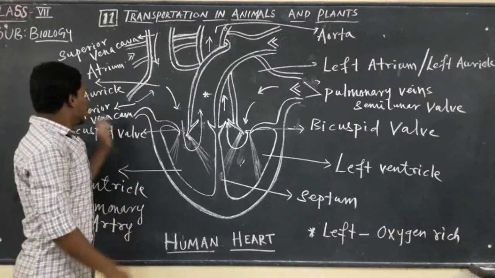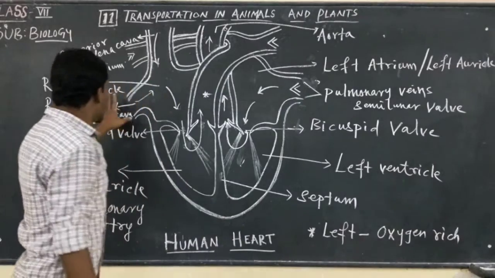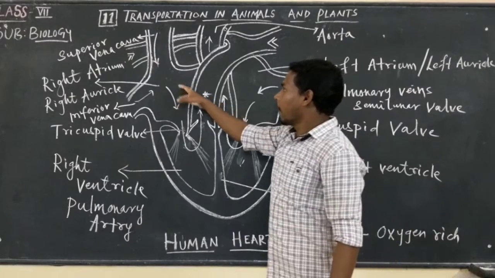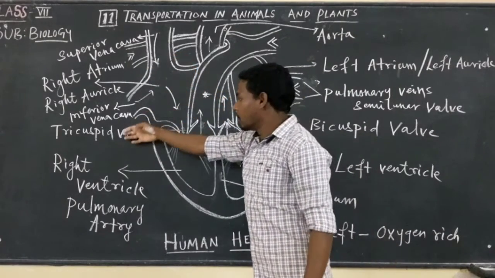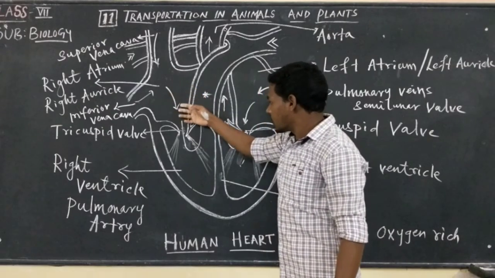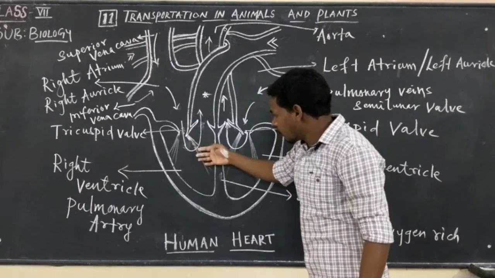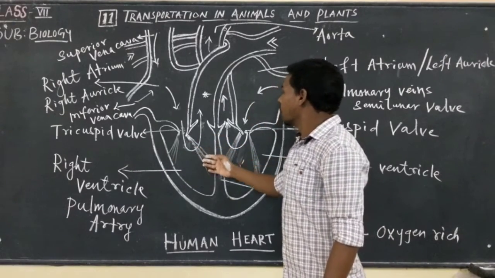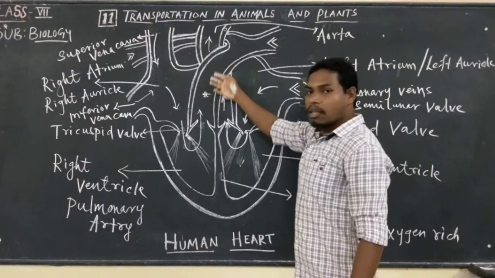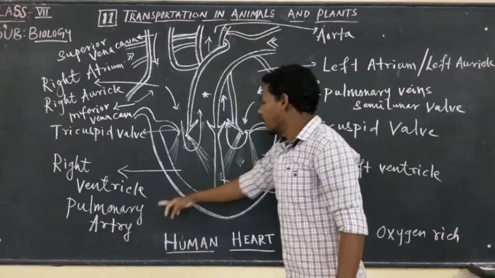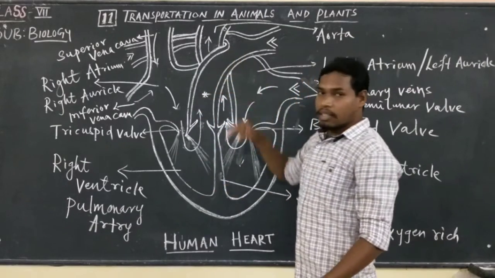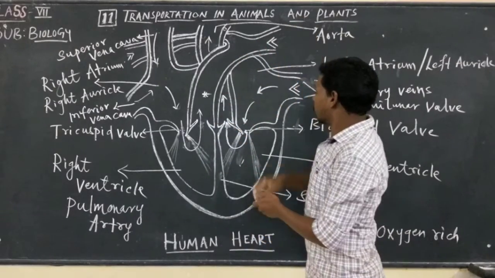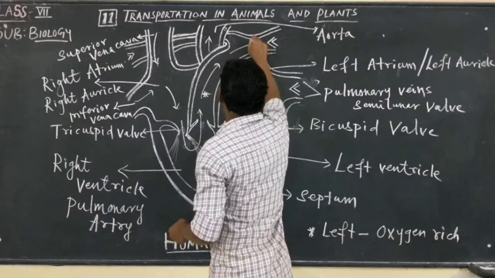Okay. So the blood rich in carbon dioxide is brought into the right atrium with the help of the superior vena cava and inferior vena cava, and from the right atrium the blood is transferred into the right ventricle. From the right ventricle the blood is again transferred into the pulmonary artery. Now this pulmonary artery sends the blood rich in carbon dioxide into the lungs. See, the blood is transferred like this into the lungs.